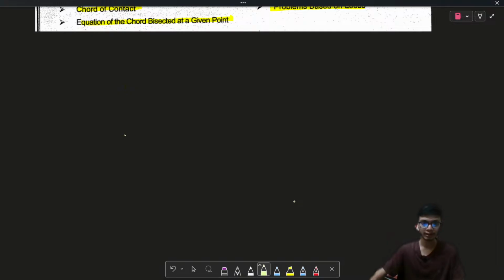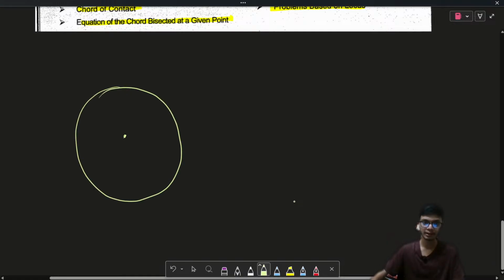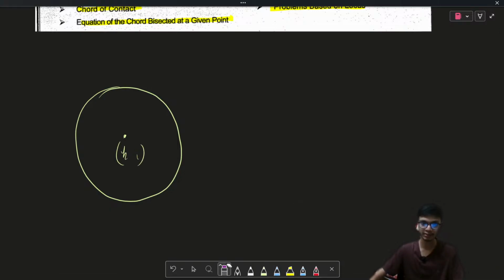So if I discuss a circle like this, let us say the center is a known point which is given as h comma k. Okay, this is my center, and let us take any fixed point P which is given as x comma y, such that the distance from the center to this point P is going to be constant.